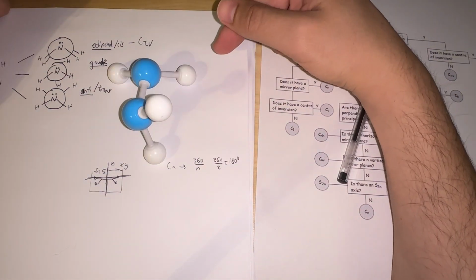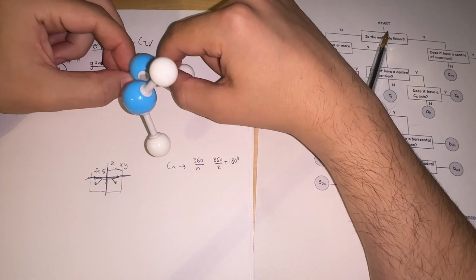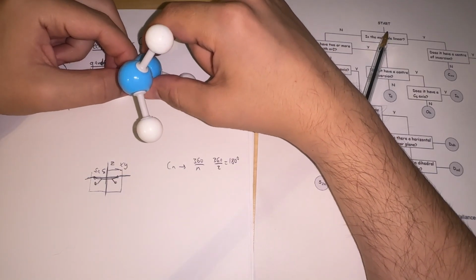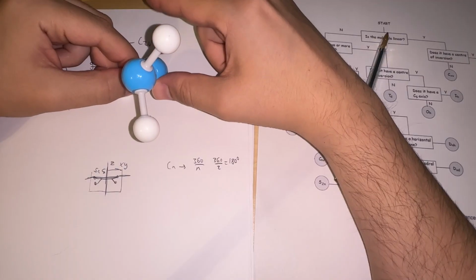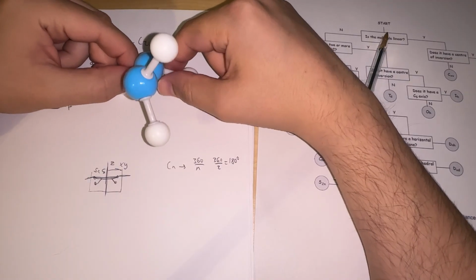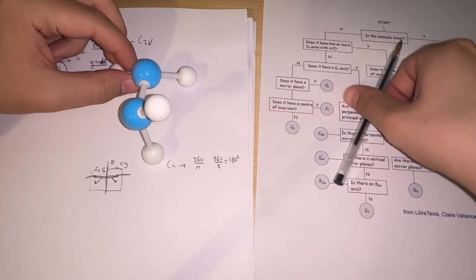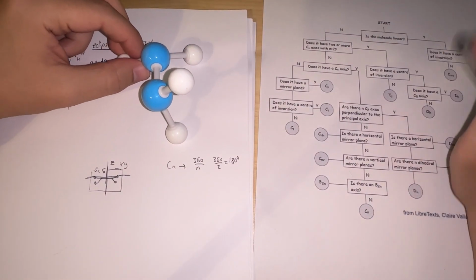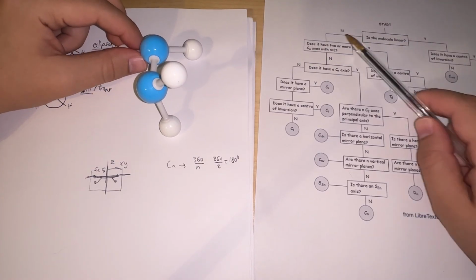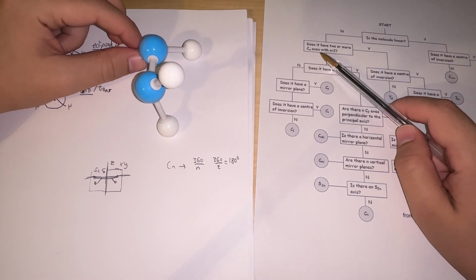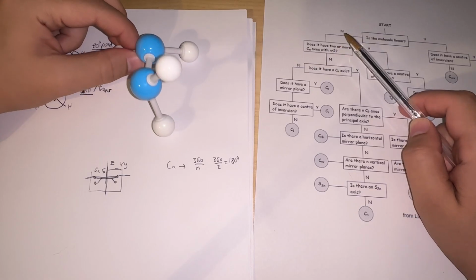Now let's take a look at gauche hydrazine. So with gauche hydrazine, we can see that we have the lone pair on the front perpendicular to the lone pair on the back. This lone pair is here, and this lone pair is here. So let's use the flowchart again. So is the molecule linear? No, it is not. Do we have two or more Cn axes with n greater than 2?